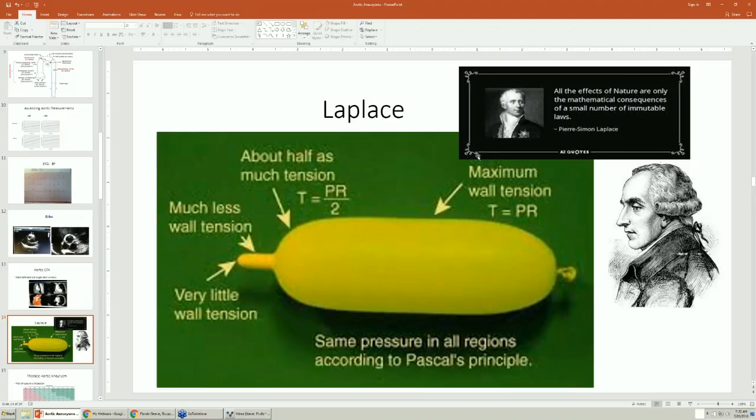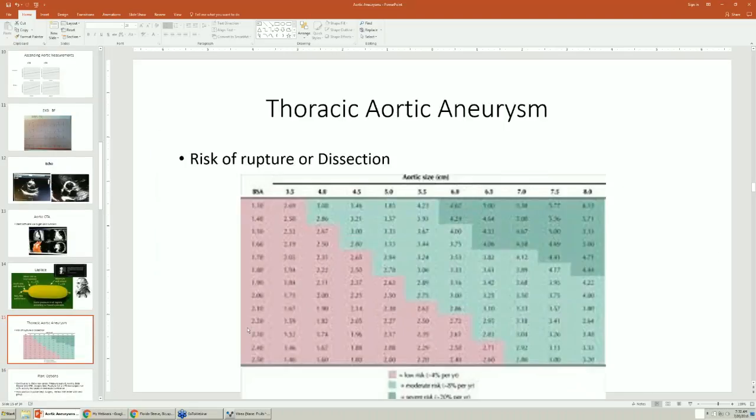This is what we think about when we think about what's going on here. So tension equals pressure times radius. And you can see it's not the radius squared or the radius to the fourth or anything like that. It's just the radius. And so we can actually find out the risk.